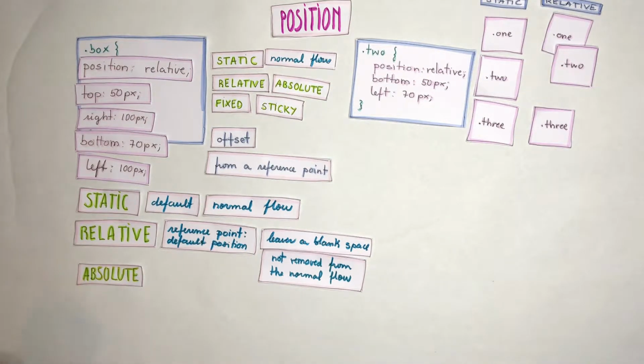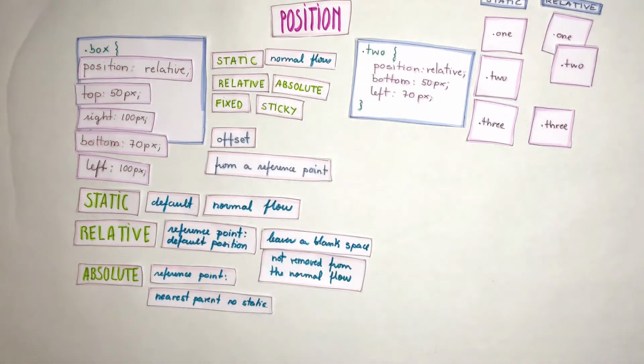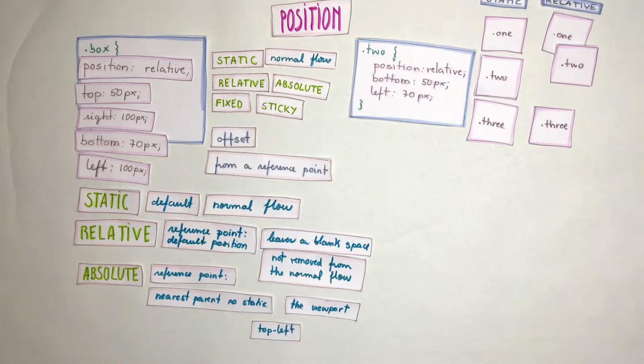With position absolute, the element is moved relative to the nearest parent element that has any other position value than static. If there is no parent element with a non-static position, the reference element will be the window, or better, the viewport. This is the visible area of the screen. If we don't give an offset value, the element is going to be placed on the top left corner of the non-static parent element, or the viewport. With position relative, if we don't give an offset value, the element does not move. It stays in the original position in the normal flow.